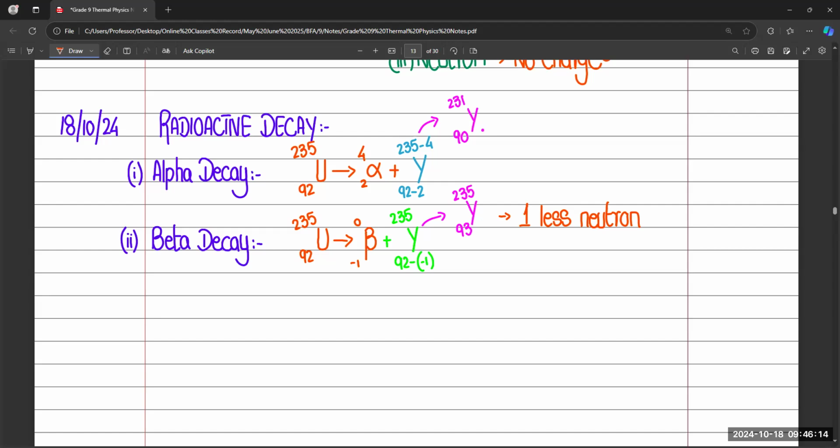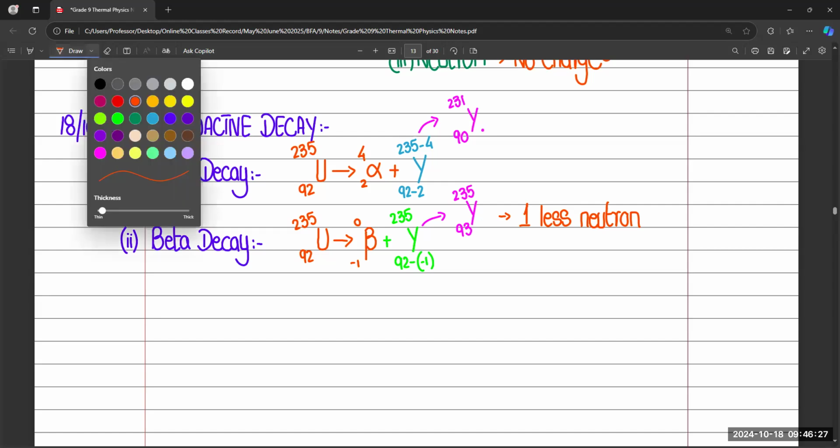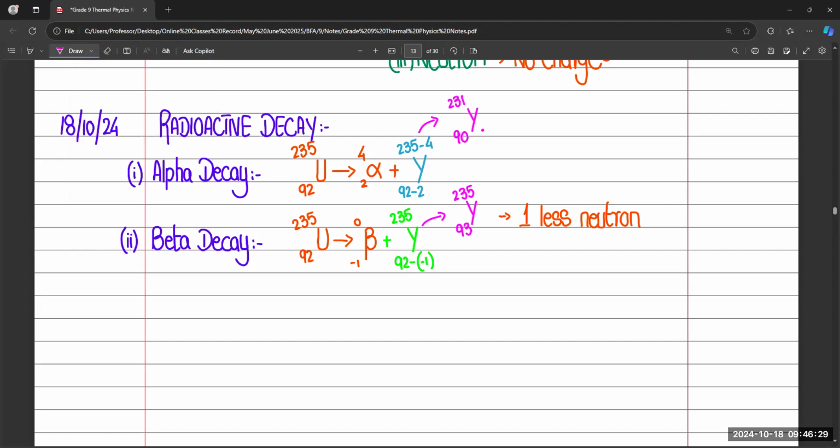So the reason is very simple. It is happening because one neutron is converted into one proton and one electron. Neutron is neutral, and if this one neutron splits into one proton, which is positive, and one electron, which is negative, right?